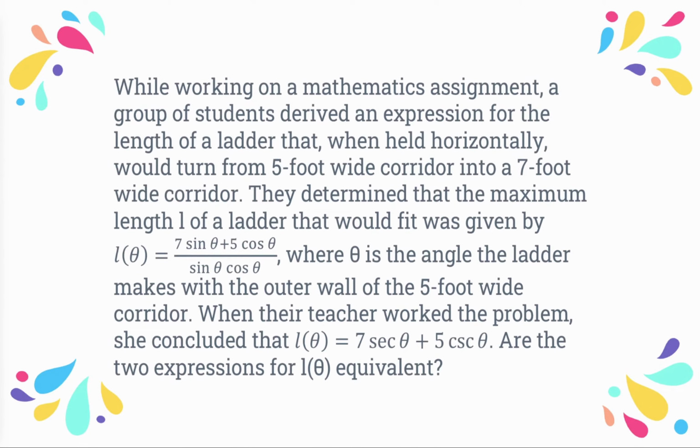When working on a mathematics assignment, a group of students derived an expression for the length of a ladder that, when held horizontally, would turn from a 5-foot wide corridor into a 7-foot wide corridor. They determined that the maximum length L of a ladder that would fit was given by L theta equals 7 sine theta plus 5 cosine theta over sine theta cosine theta, where theta is the angle the ladder makes with the outer wall of the 5-foot wide corridor. When their teacher worked the problem, she concluded that L theta equals 7 secant theta plus 5 cosecant theta. Are the two expressions for L theta equivalent?